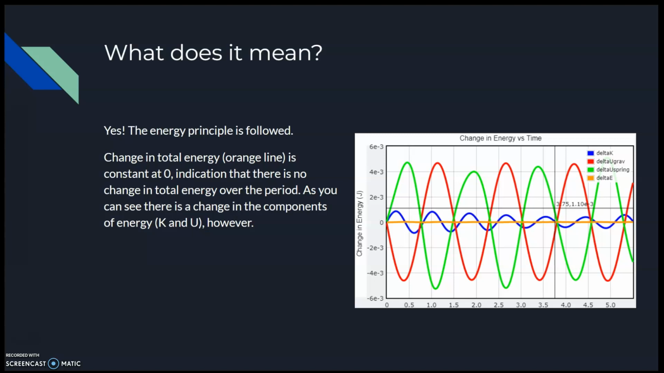However, you can see that there are a lot of wavy lines in there. Those are the components of E. And at each point, they're canceling each other out. So we have a net 0, kind of like how we had net forces. We have net 0 energy change. And this is in keeping with the energy principle. As you can see, these are adding up at each point to equal 0.